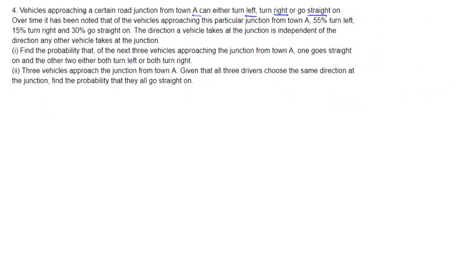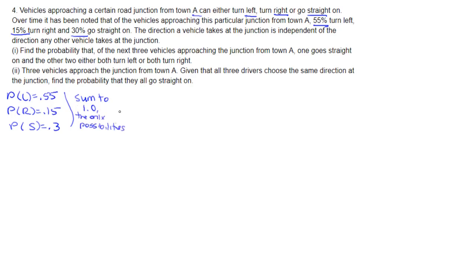Here we've got vehicles approaching a certain road junction from town A. They can either turn left, right, or go straight. Over time, it's been noted that of the vehicles approaching the junction at town A, 55% turn left, 15% turn right, and 30% go straight. You'll notice how they sum up to 1, so that means these are the only possibilities for people to go.